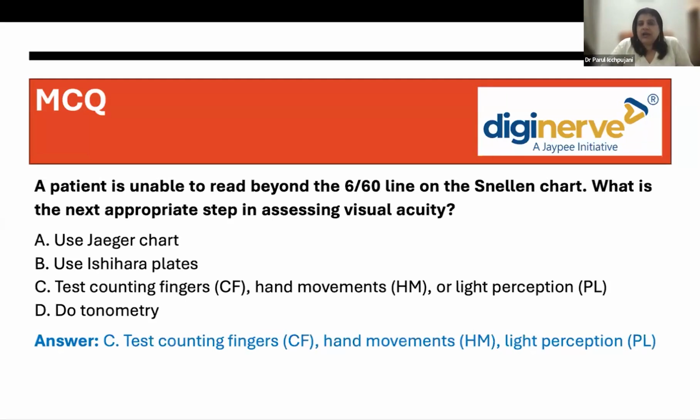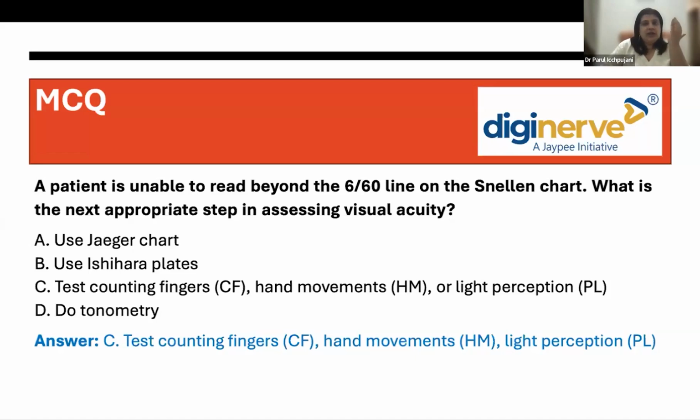Will you use an Ishihara plate? No. We will do testing using counting fingers. We will go up to a distance of 5 meters and see if the patient can see. So we will say that now the visual acuity is 5 by 60 or counting finger 5 meters. Or if the patient is not able to read even at 5 meters, we will go to 4 meters, 3 meters, 2 meters, 1 meter.